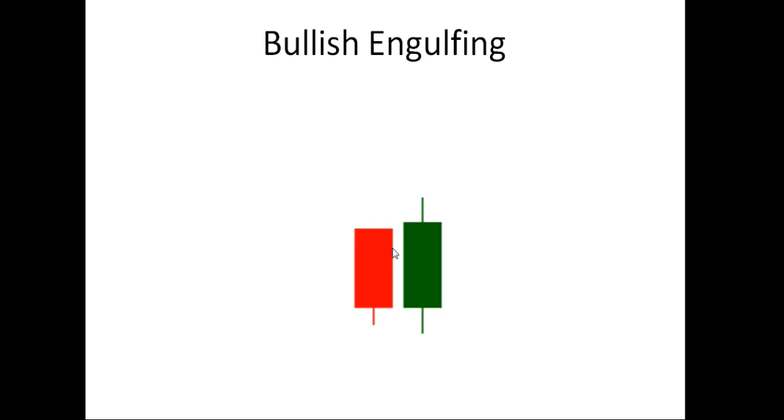First it should be a bearish candle, the red candle, and then right after that it has to be a bullish green candle. The green candle should engulf the entire body of the red candle. That's the rule. And the ideal bullish engulfing candle, guys, should have the lower end of its body engulfing this red candle.